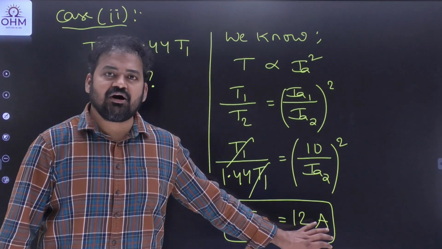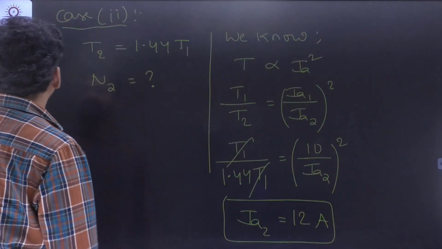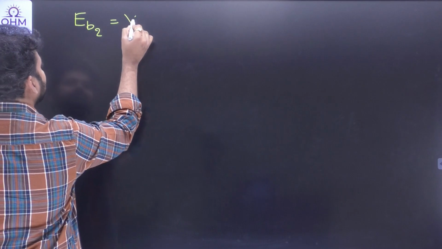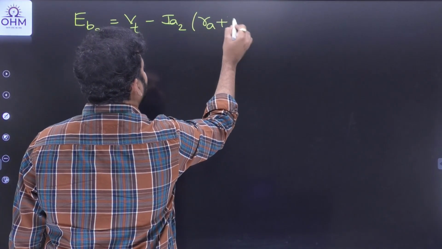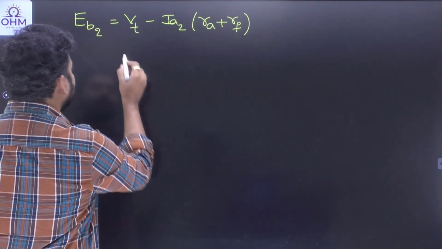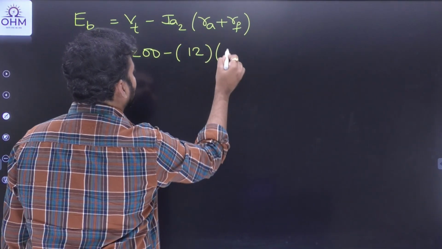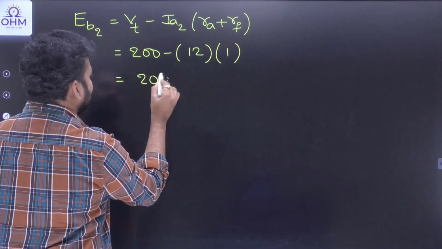Now using this new armature current, calculate the new back EMF of the motor. What is the KVL equation we know? The new back EMF is equal to Vt minus Ia2 into (Ra plus Rf) only. Remember, there was no extra resistance added in the question. So Vt was 200, Ia is 12, total series resistance is 1 ohm. Therefore, this is equal to 208 volt.